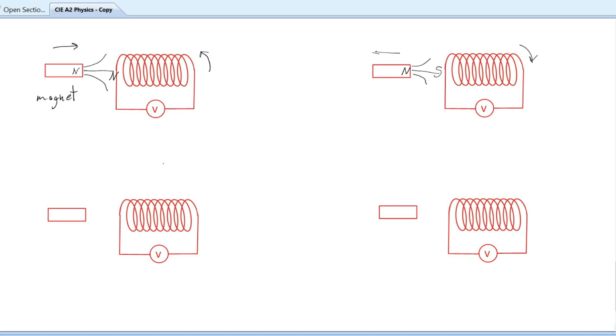If you try to get a south pole near the coil, the induced current will be so that there will be a south pole here repelling the magnet. If you try to move the magnet away with the south pole, you will create the opposite current, creating here a north pole. So it will be attracting the magnet instead of repelling it. That's also opposing the motion.